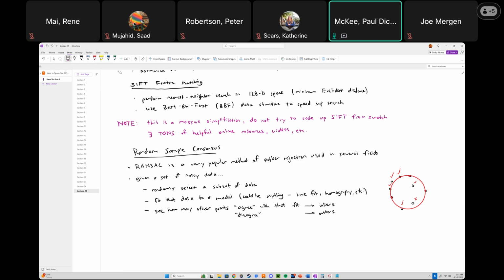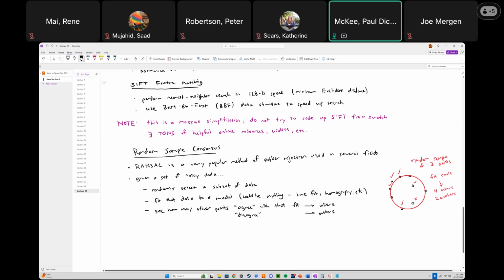I was going to just erase this, but actually I think this might be a useful sketch. So we have 3 data points, sorry, I'm making this up as I go here. So this is a random sample of 3 points, fit a circle, and then when we do that, we find 4 inliers and 2 outliers. Hopefully that kind of makes sense.